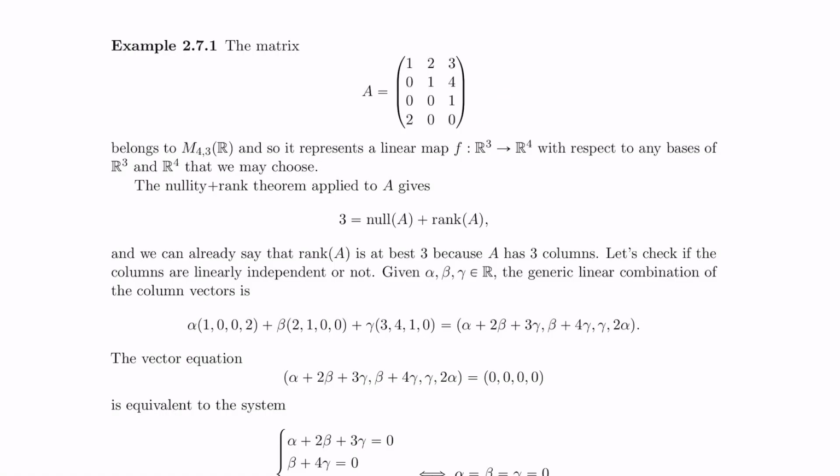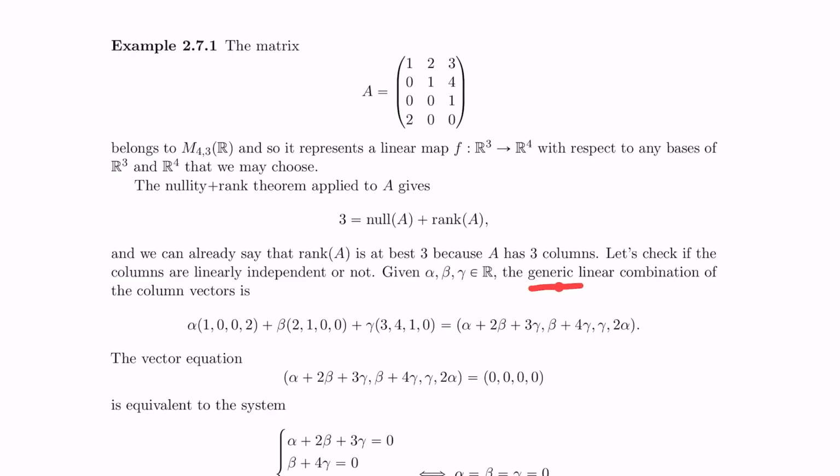Consider this matrix, which has 4 rows and 3 columns, and so it represents a linear map between R3 and R4 with respect to any basis of these spaces that we may choose. The nullity plus rank theorem applied to this case says that 3 is equal to the nullity of A plus its rank. Since the number of columns of A is 3, we have that the rank of A is at best 3. Let's check if the columns of A are linearly independent or not in order to see if the rank of A is indeed 3 or less.